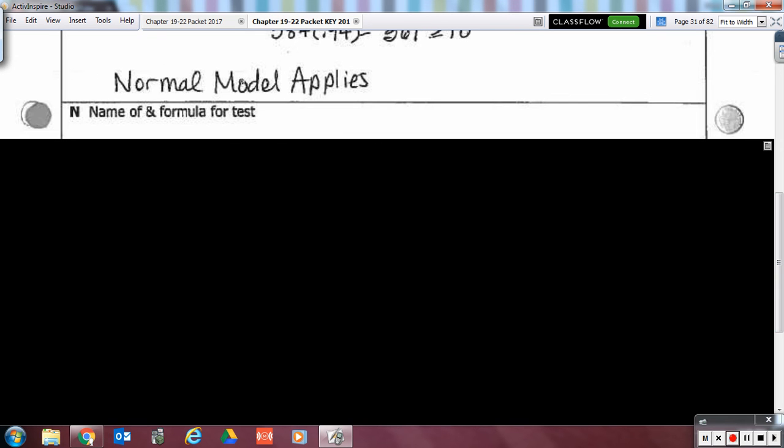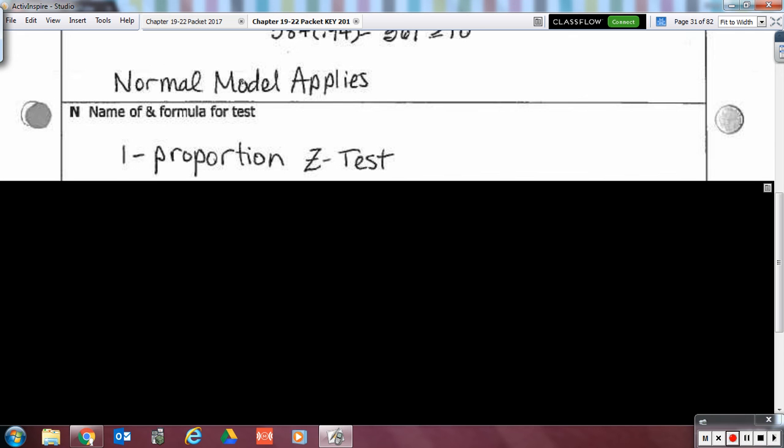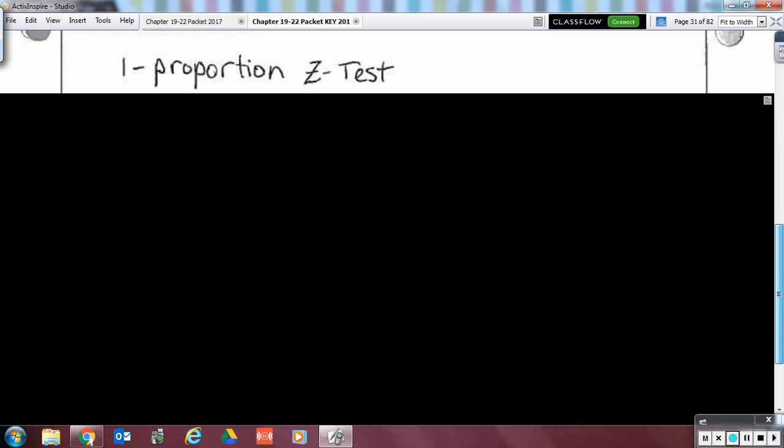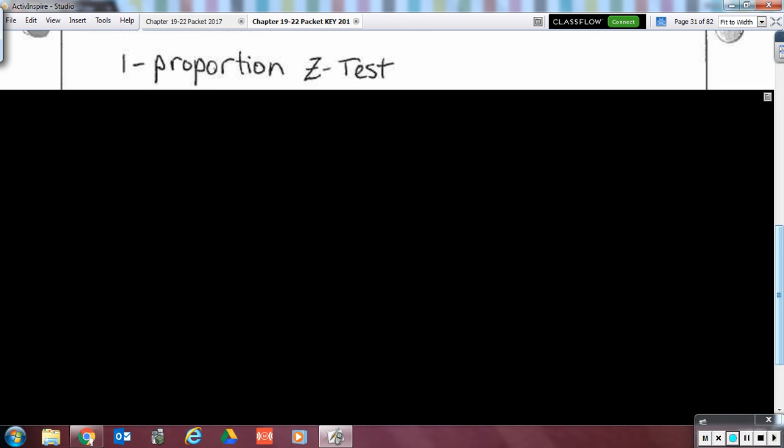N is the name, and the name of what we're doing is a 1 proportion Z test. Okay? T is the test statistic. So what is the test statistic that we get? A Z score. Very good. So we get our Z score by doing P hat minus P over the standard deviation of P hats. Okay? So I'm going to take a moment and let you figure out those numbers. So compute your Z score now.